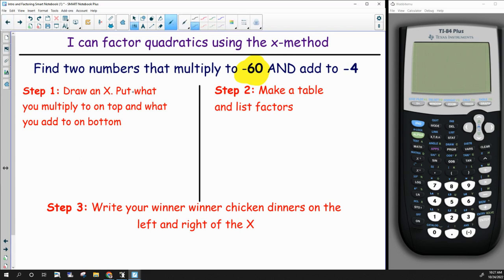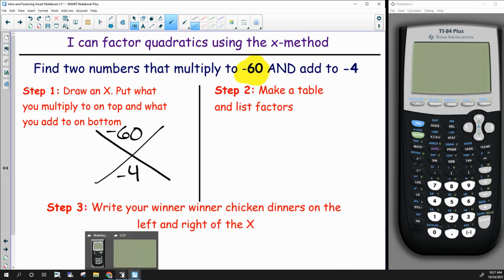So it's negative 4 too. Draw your X. You should put negative 60 on top, negative 4 on bottom. After you draw your X, go ahead and start filling out your factors. Negative 6 and 8. Yep, you're good. Bigger number should be negative since the bottom is negative.